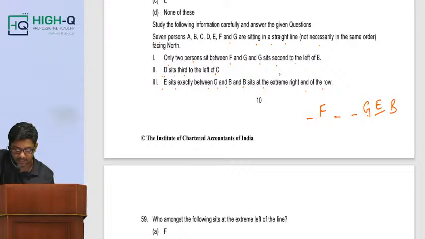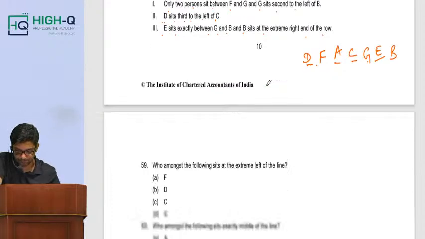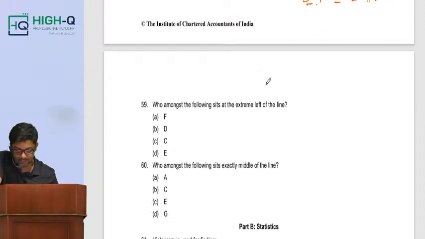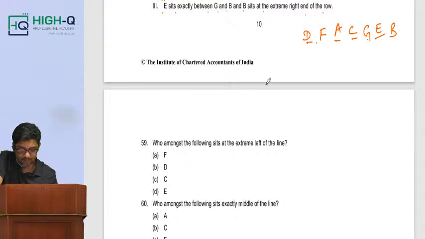D sits third to the left of C. So D has to be here, C has to be here. Who is missing? A. So it is D, F, A, C, G, E, B. Correct. Now, who sits at the extreme left of the line? D. Who sits exactly in the middle of the line? C. Over.